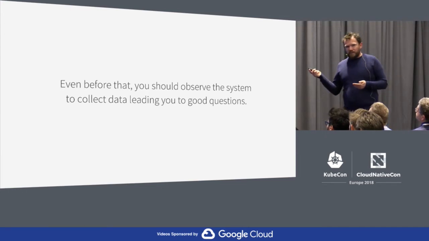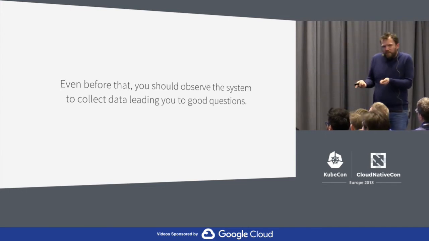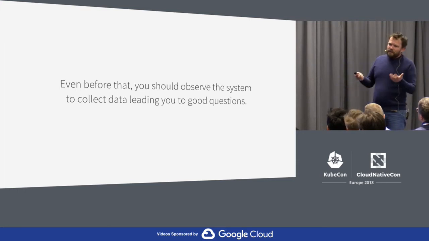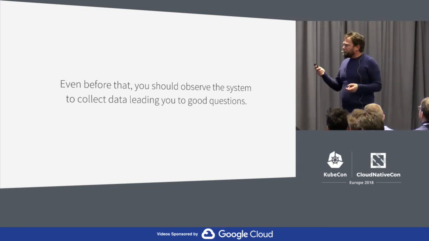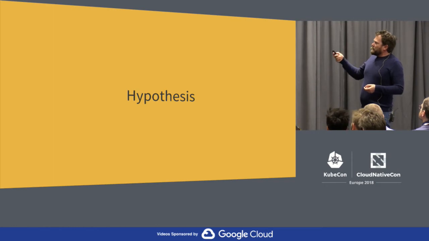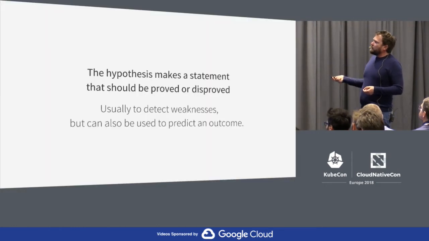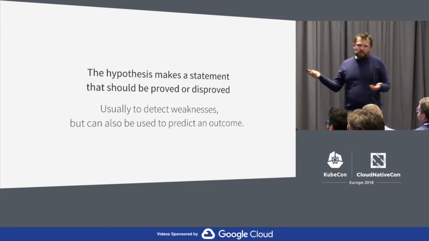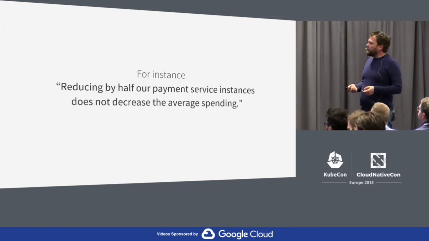And by practicing chaos engineering, you force that to happen before it happens in real life with your users. And you learn and you fix, it's positive. So your hypothesis is a statement that should be proved or disproved, usually to detect a weakness in your system, but also you could use it to predict an outcome.